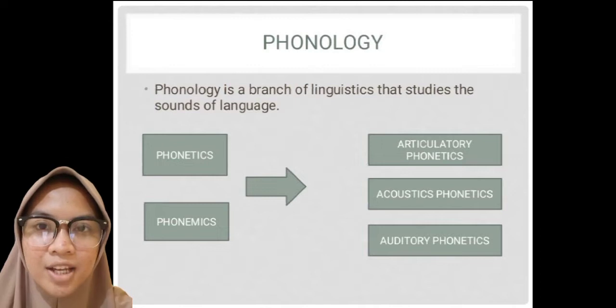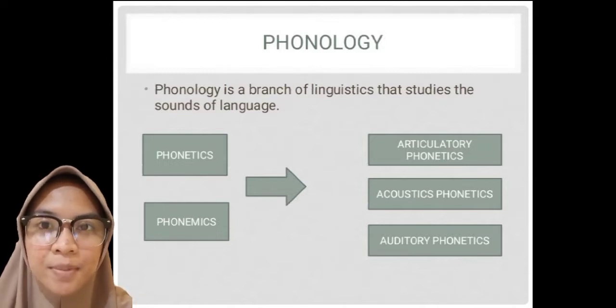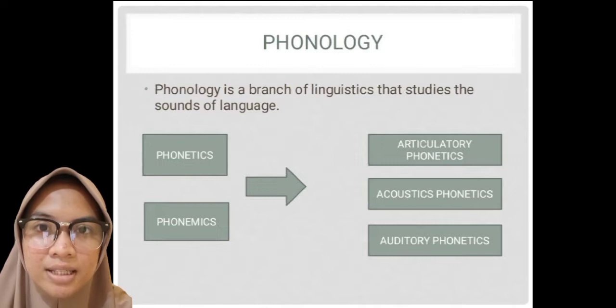There is a sequence of processes in which the sounds of the language occur, divided into three types of phonetics. The first type is articulatory phonetics. Articulatory phonetics studies how the mechanism of human speech organs works in producing language sounds and how these sounds are classified.